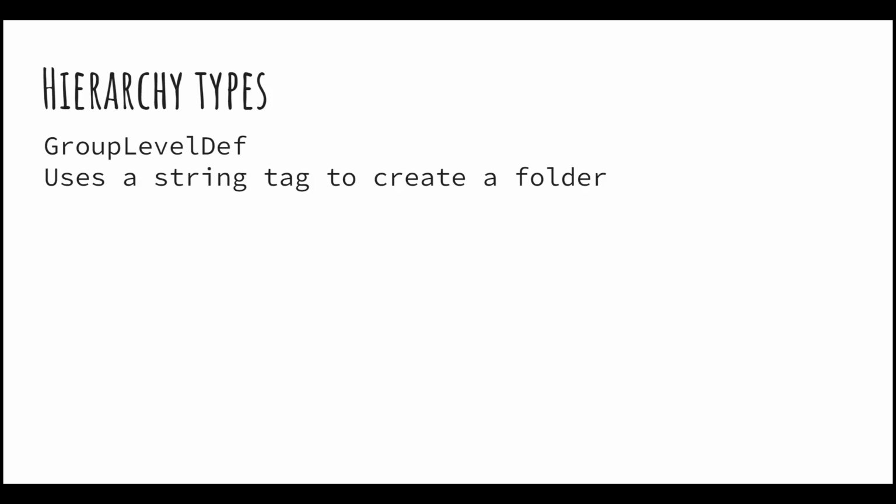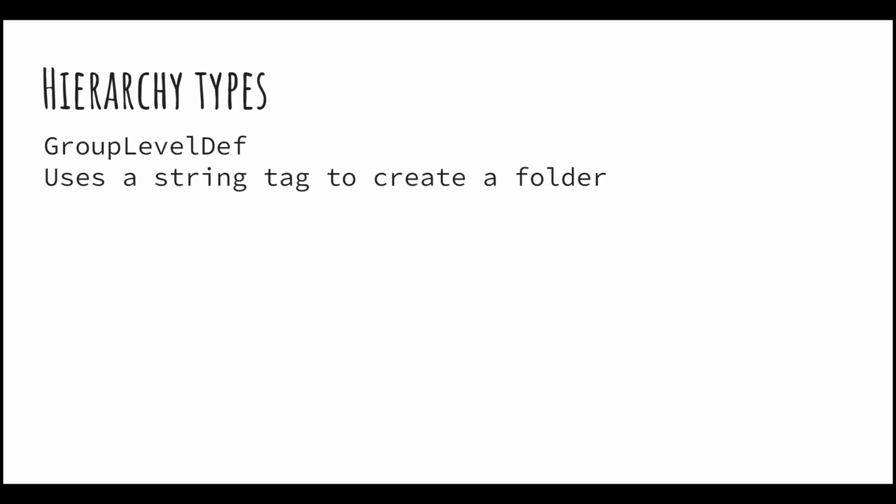So, let's talk about some of the hierarchy types. Well, the first one is a group level definition. A group level definition queries for a specific string tag and creates a level of hierarchy displaying that text string. So it'll search stations for the components with a defined tag and create a grouping container, or really a folder, in the hierarchy that is named based upon that default value in the string tag found.